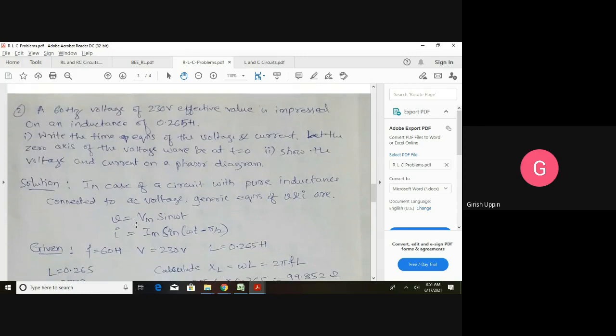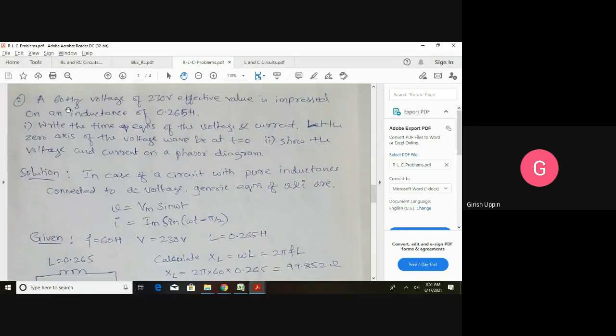Next one is a pure inductance. A 60 hertz voltage of 230 volt effective value. You don't worry about effective value, whatever they say, you take it as an RMS value. It is impressed on an inductance of 0.265 Henry. Impressed means it is applied.